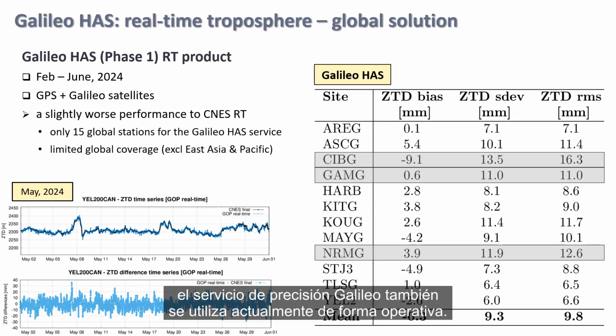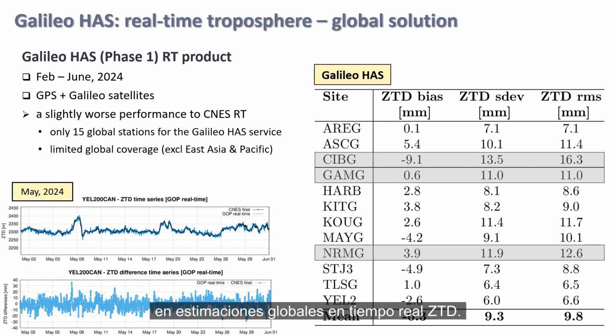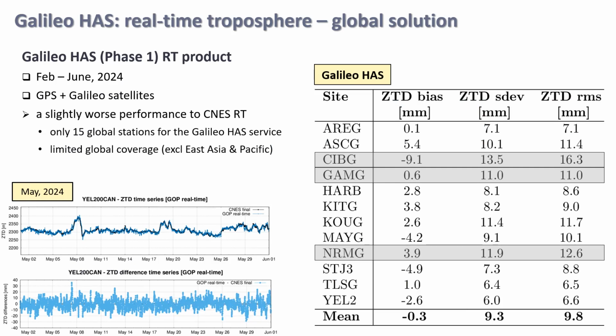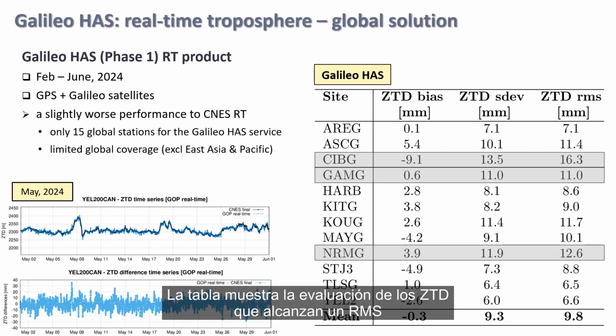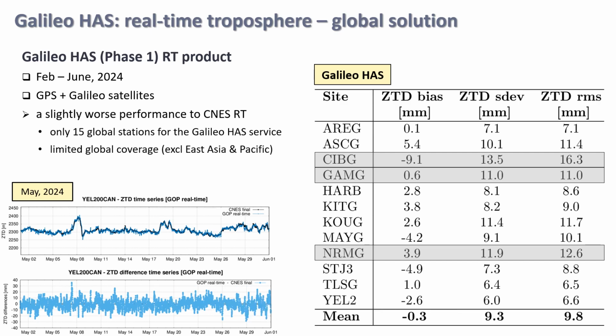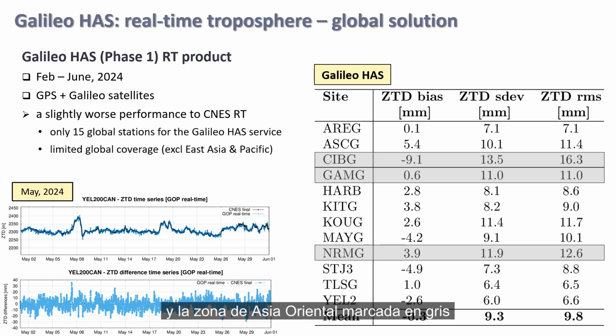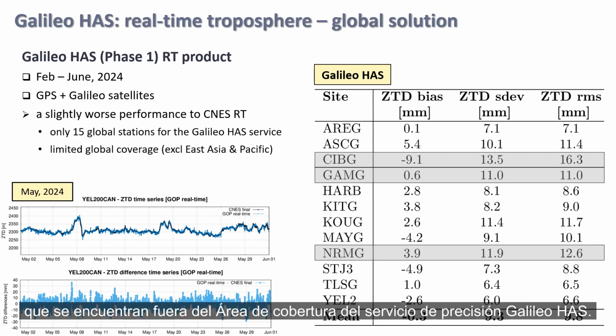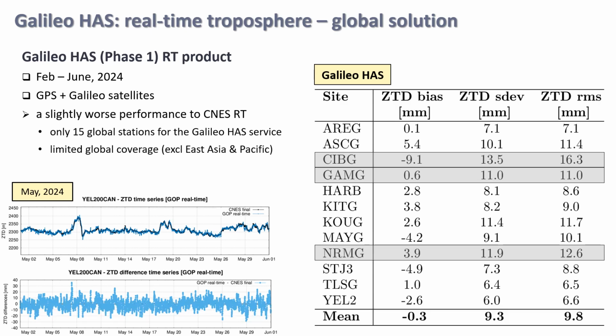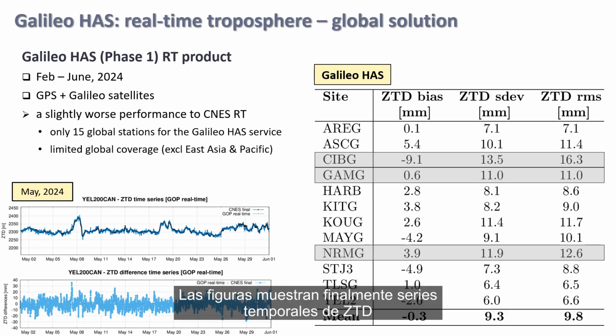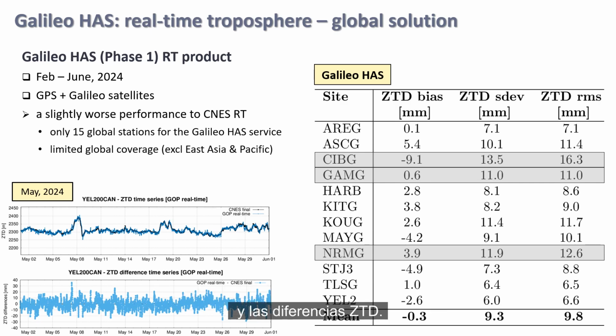Galileo High Accuracy Service is also operationally used now in global real-time ZTD estimates. The table shows the evaluation of ZTDs reaching RMS below 10 mm. The exceptions are Kourou stations and stations from the Pacific and East Asia area, marked in gray, which are located outside the Galileo High Accuracy Service supported area. The figures eventually show sample time series of ZTDs and ZTD differences at the Yellowstone station.